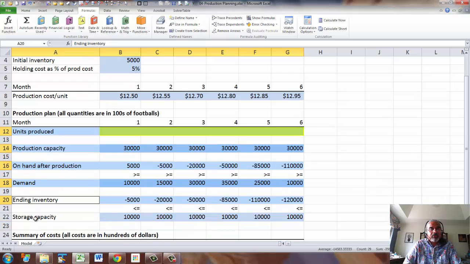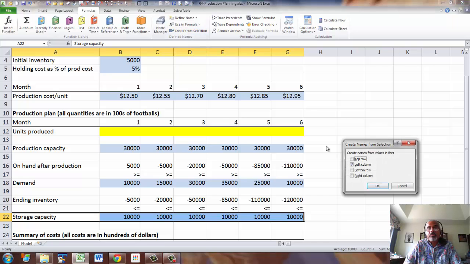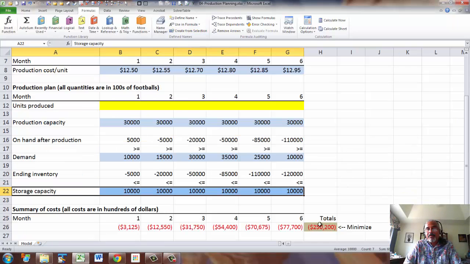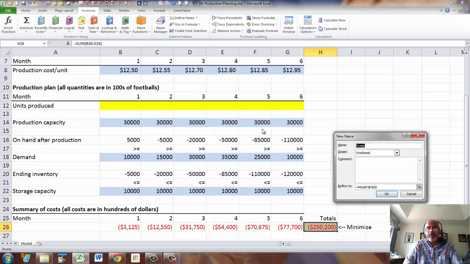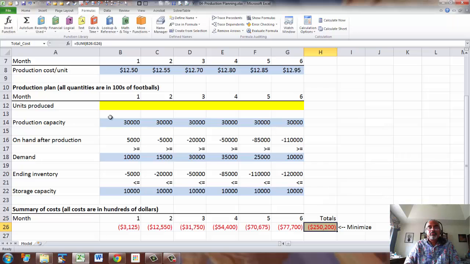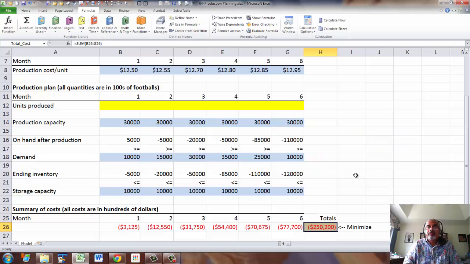And then we have storage capacity also to be named. And then the cost. We will define this name. So we'll say total cost. Okay, let's go to Name Manager and check whether we have everything. Okay, so it looks like we have it.